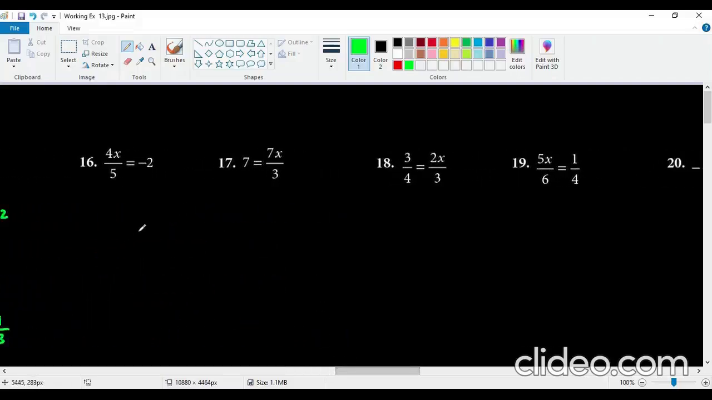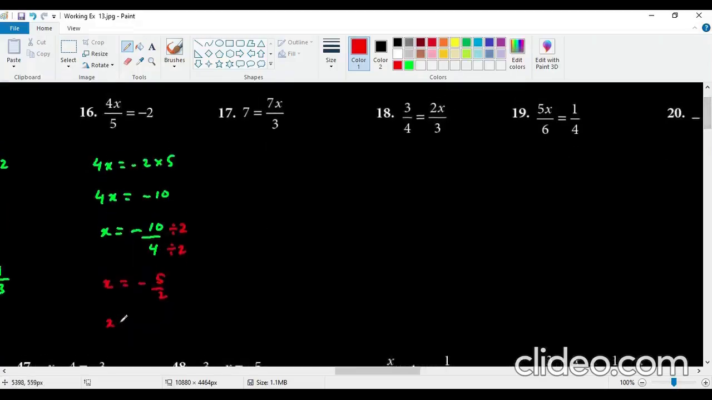When it comes to question number 16, the first step is to write 4x equals negative 2 times 5. It's going to give us 4x equals negative 10, and x is multiplied by 4. On the other side it will go and divide 10, and since both the numbers can be divided by 2, finally you should get negative 5 over 2, or you can say negative 2.5 as an answer. X equals negative 2.5 as an answer.